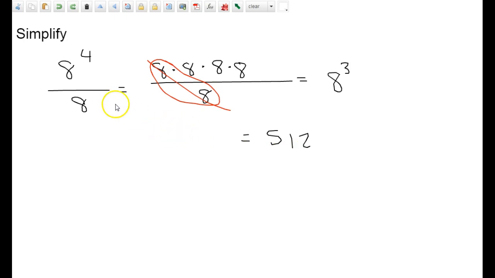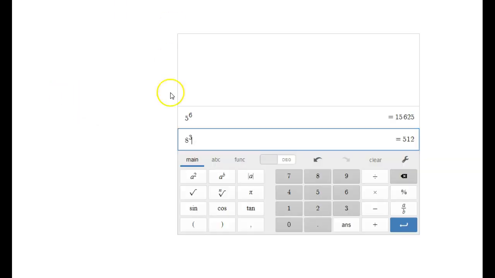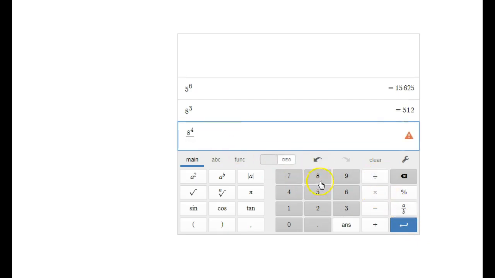If you're comfortable with your calculator, you could also plug in the original fraction, 8 to the fourth divided by 8. On Desmos, the way we would type that in is 8 exponent 4. Then we want to go back to the main line to make sure we're not up in the exponent anymore, and hit the divide button or the fraction button. Either one will work. Then put our 8 on the bottom because it was divided by 8 in the problem, and we still get the answer of 512.